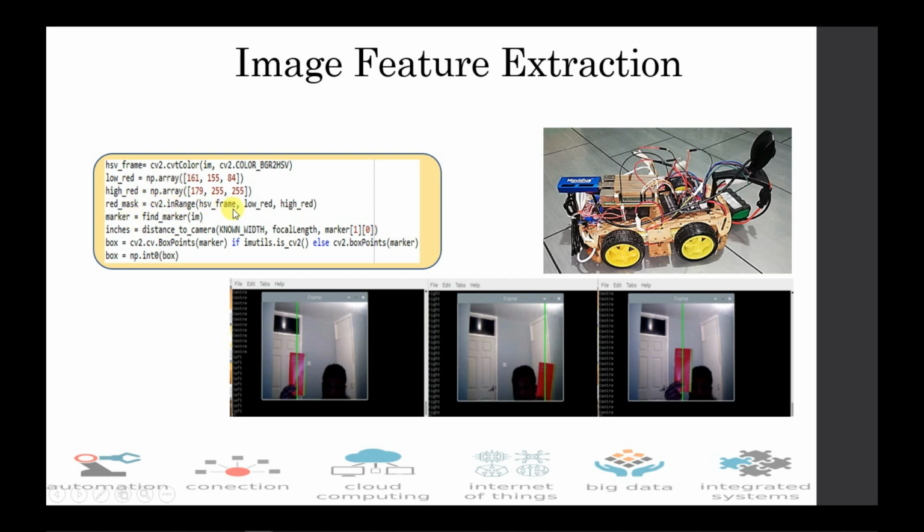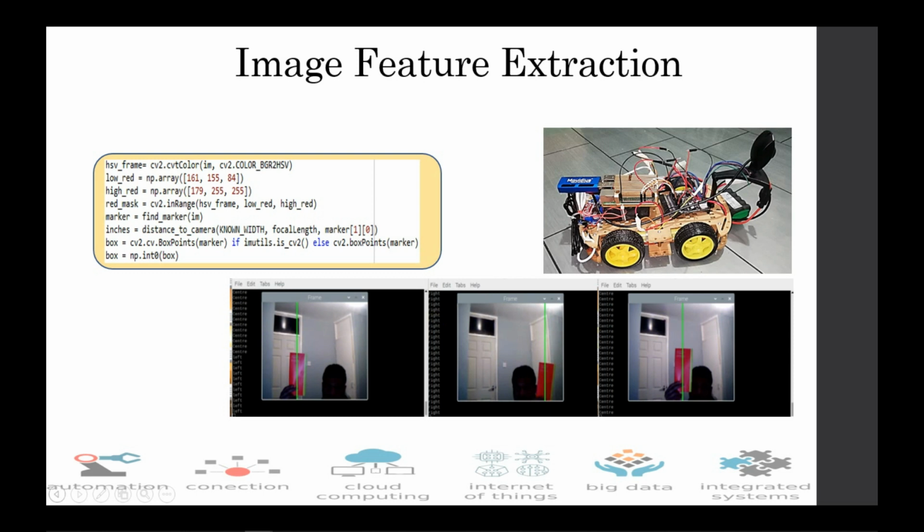RGB to HSV frame. Then thresholding is applied, with a low threshold and a high threshold. Only the color spectrum between the low and high is accepted by the code, and other image features are eliminated from the information. Then the marking happens. It puts a marking at the center, and it also measures the distance from the camera to the object.